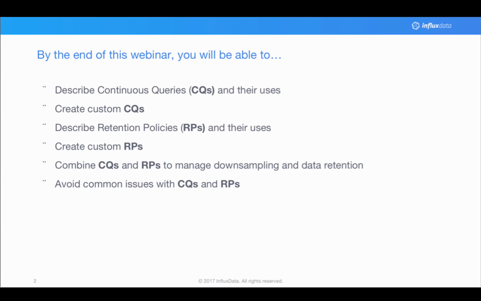So today we're going to talk about downsampling in InfluxDB. What composes that? There's two main parts: continuous queries, CQs, and retention policies, RPs. During this webinar, we're going to talk about CQs and how to create them, talk about RPs and how to create them, and then talk about how to use them both together in order to downsample your data. We're also going to talk about common issues folks run into.